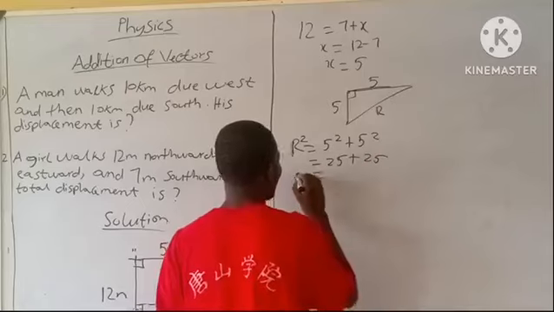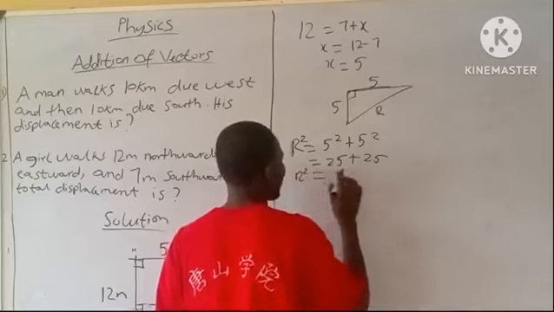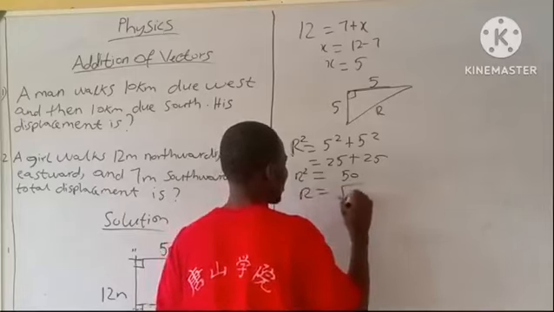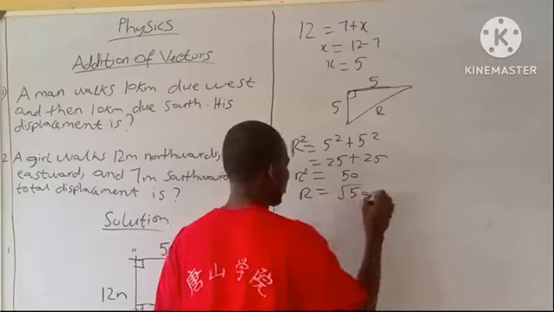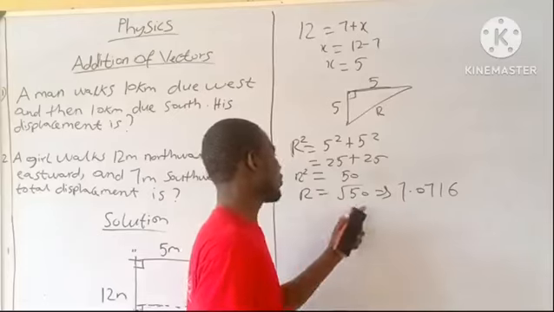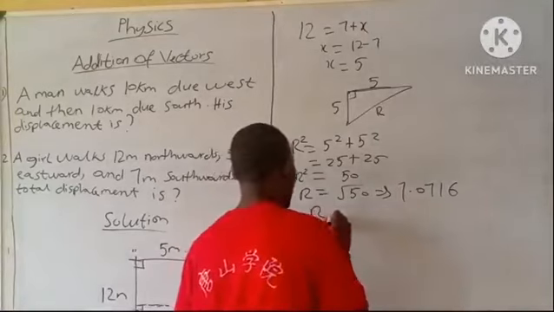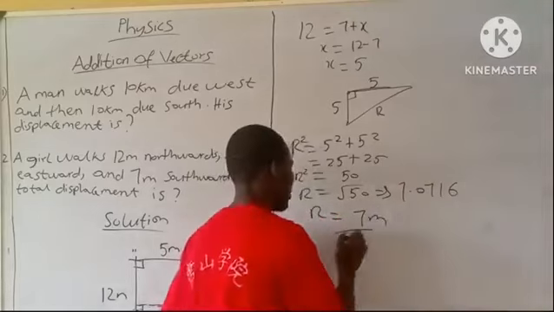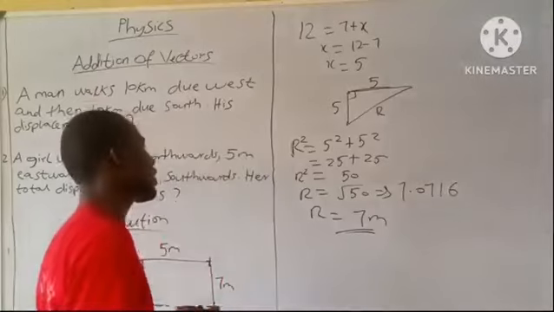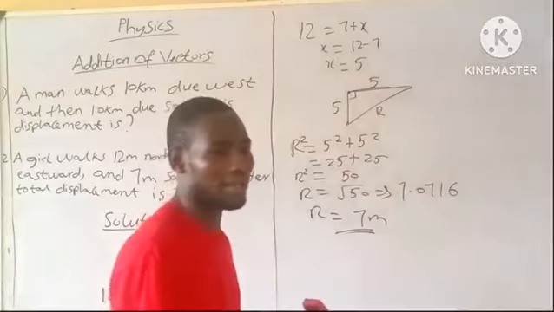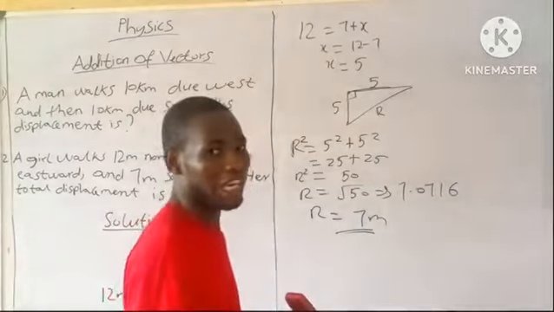Therefore, R squared is equal to what? 50. Then the square root of 50 will give you R. R is equal to what? 7 meter. These are what? Magnitude. Now, how do we get the direction? You use the same trigonometric ratios.